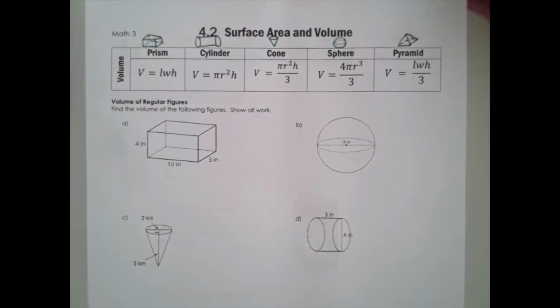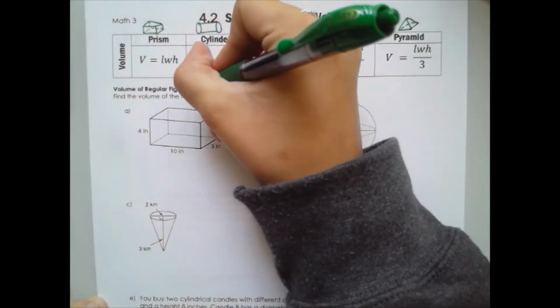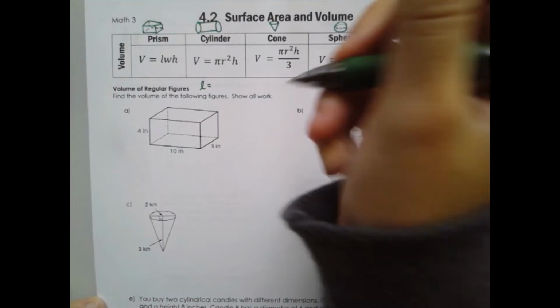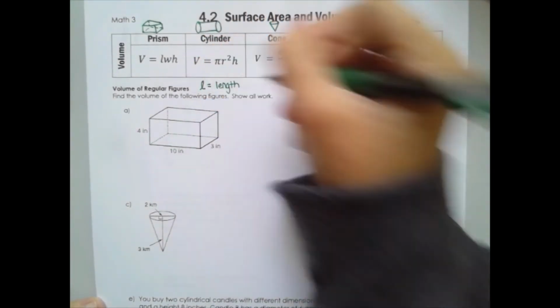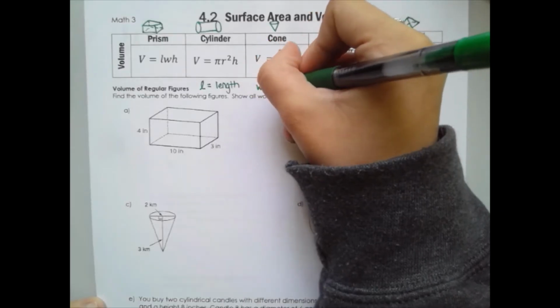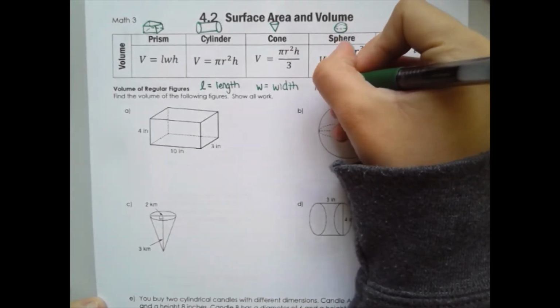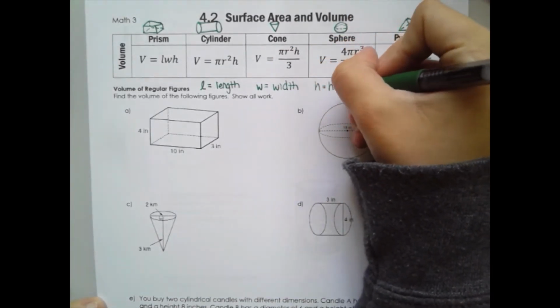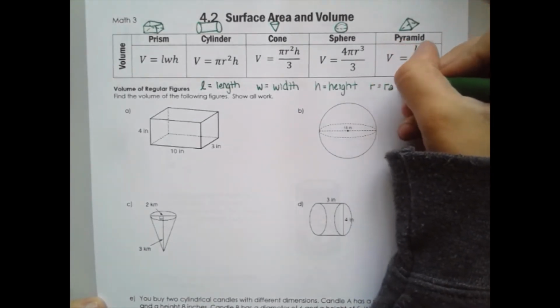The big thing that I want to highlight is what each of these variables means. So V stands for volume. That's why we have a V on each one. L is length. W is width. H is height. And R, whenever we see that, stands for our radius.